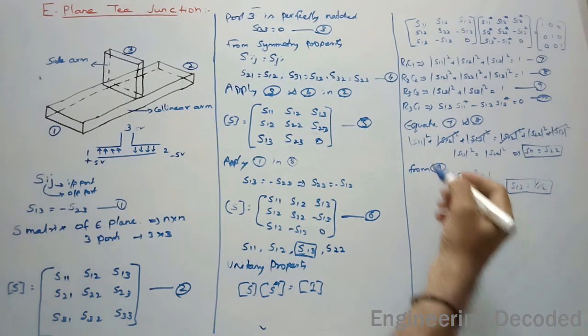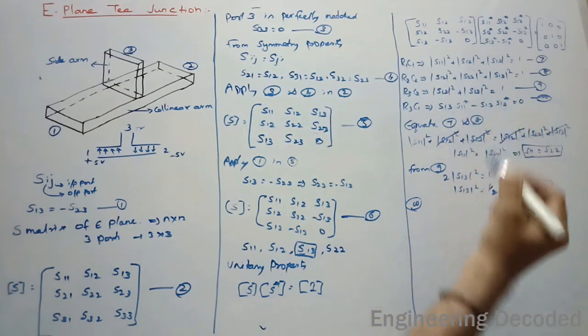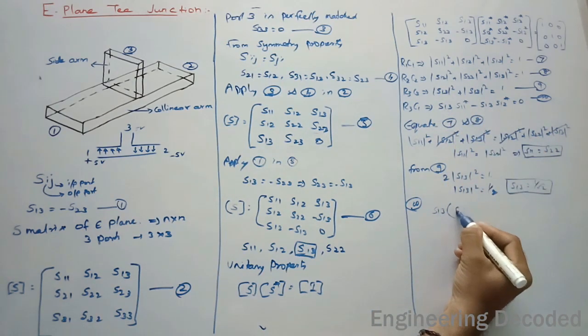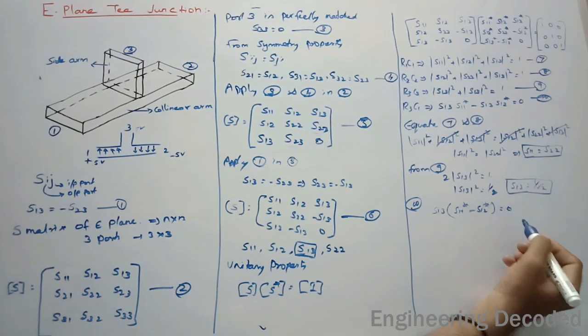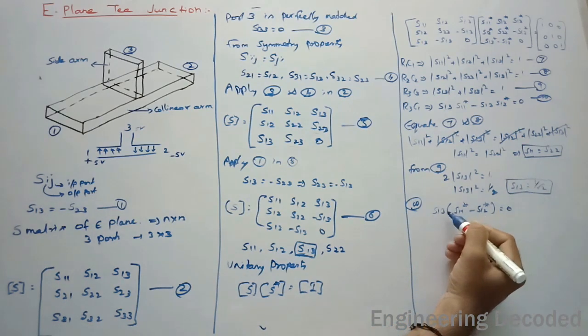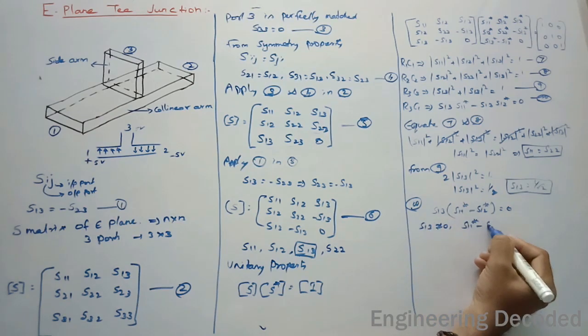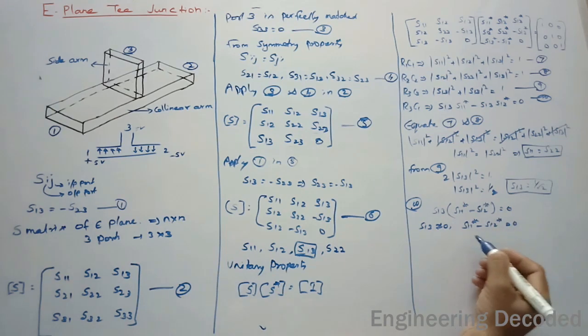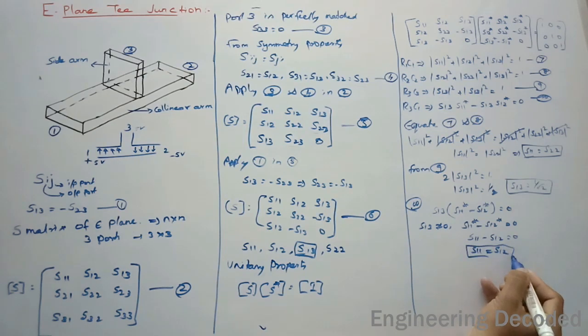Now we can take equation 10. So in equation 10 you have S13 and S13. You can take it common. S13 into S11 star minus S12 star is equal to 0. So both are equated to 0. You have value for S13, so S13 cannot be 0. So only this term can be 0. S11 star minus S12 star is equal to 0. No need of considering this star. So we can say S11 minus S12 is equal to 0. So therefore S11 is equal to S12. So we have got this relation.